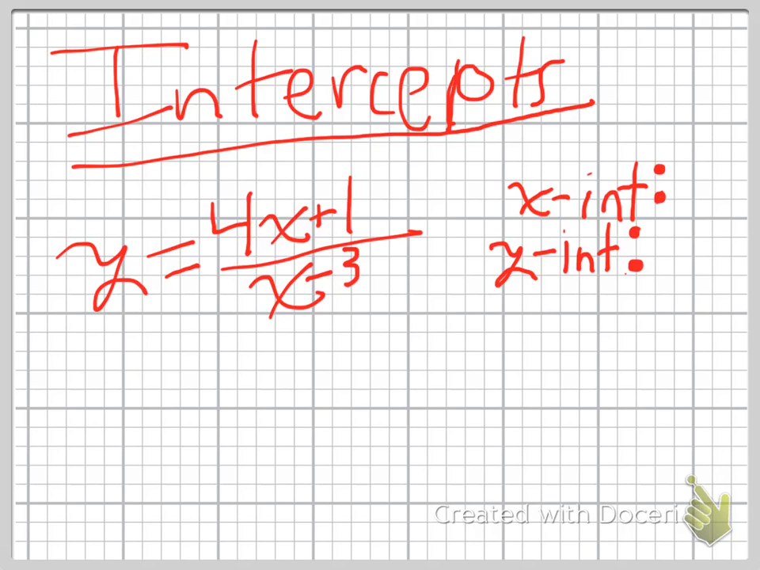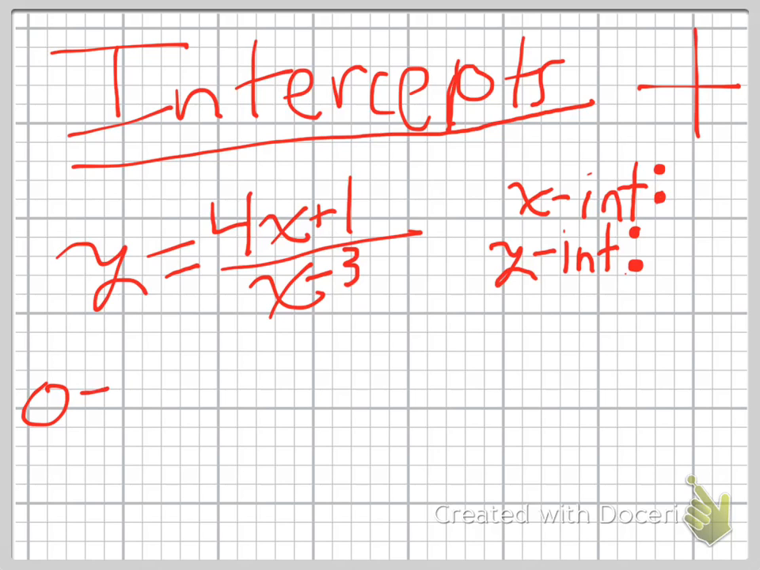So to find it, you just remember when your function intercepts an axis, either your x value is 0 or your y value is 0. When it intercepts the x-axis over here, your y value is 0, and when it intercepts the y-axis, your x value is 0. So to find it, it's really simple. You just plug in 0 for x to find your y-intercept, and 0 for y to find your x-intercept.